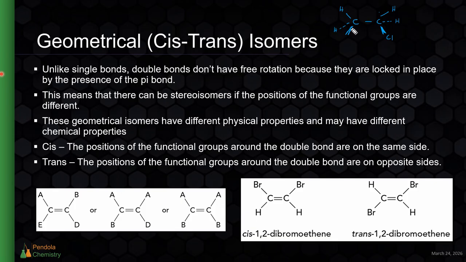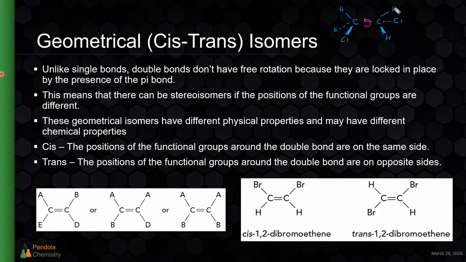and a chlorine. With a single bond here, this single bond has free rotation, meaning that because it's only a sigma bond holding it together, this bond can rotate around, which means that it doesn't matter whether we grab that chlorine and we put it down here, or if we drew that chlorine where that other hydrogen was, here.